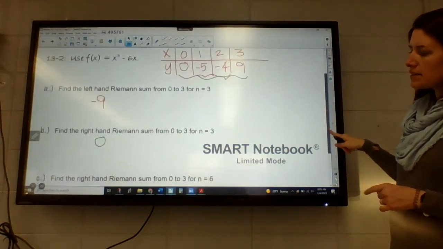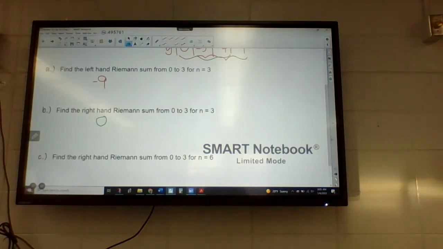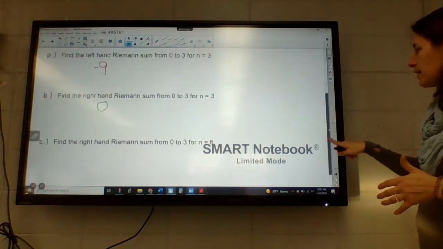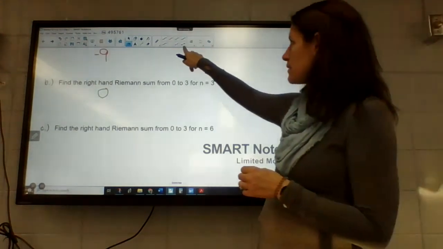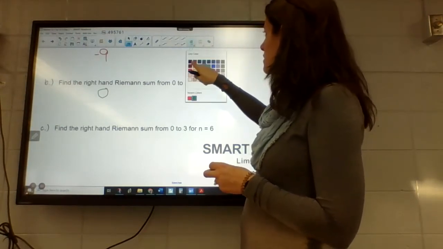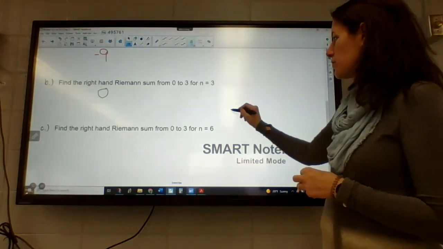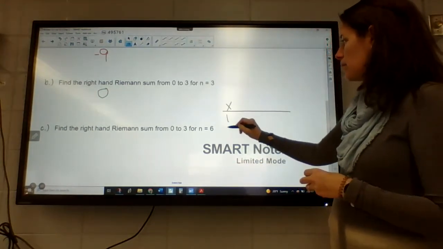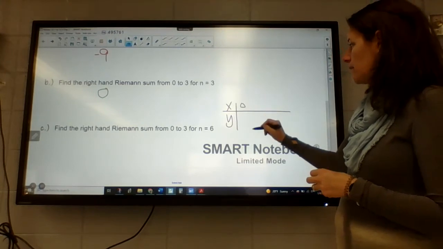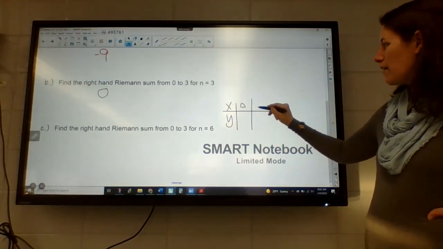But then they ask us to go n is 6. That means they want more categories, or more dividing lines between these. So we're going to do that. So we kind of need half points in this case. But there's also another little piece we have to remember here too. Right, we have to go a half.